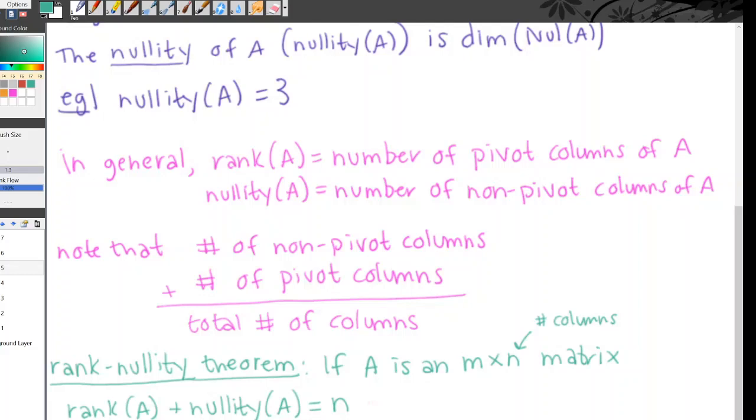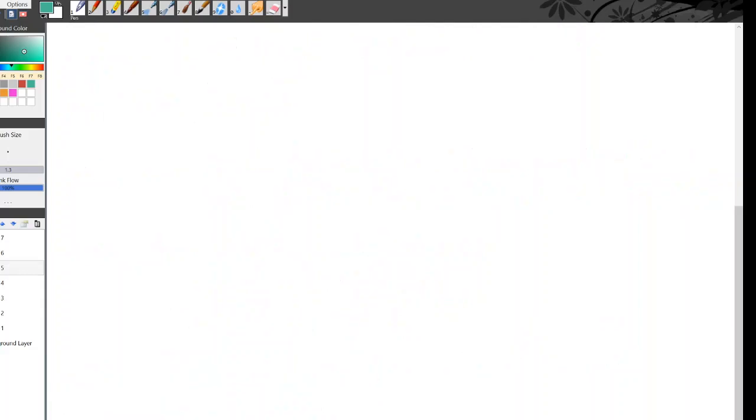So I want to do a few examples with this and give you, hopefully, an idea of a different way of thinking of this in terms of linear transformations. So let me open up a new page. Okay, so for example, now that we have the rank nullity theorem, we can answer a question like this.